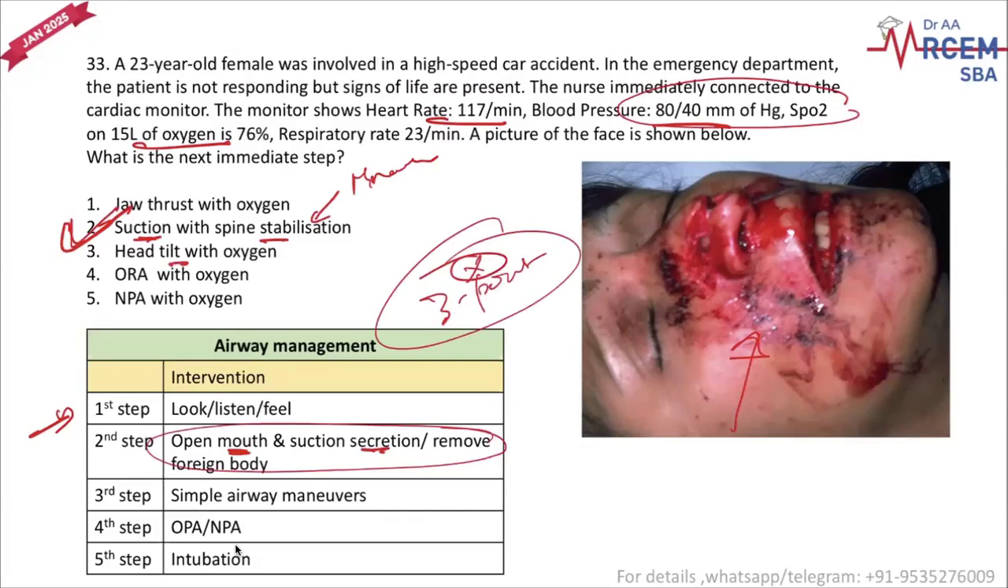Doing a head tilt maneuver with oxygen will open the airway, but will not open the oral cavity. You need to open the oral cavity by just putting your index finger and thumb and opening the oral cavity.